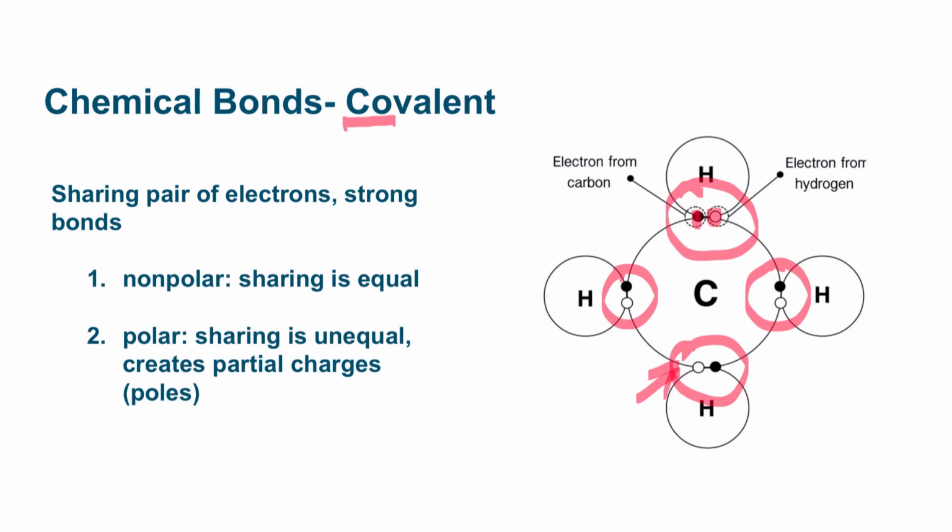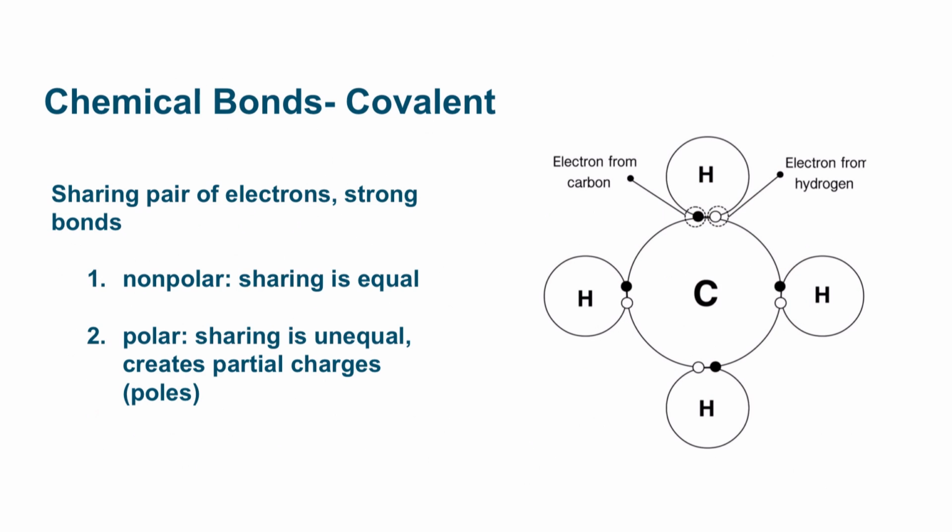Now, there are two different types of covalent bonds. One is called a nonpolar bond, and this is an example of a nonpolar bond because the sharing of the electrons is equal. Now, there are polar covalent bonds, which make all kinds of interesting things happen.